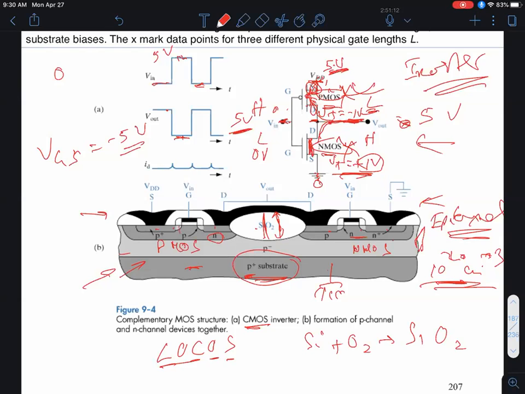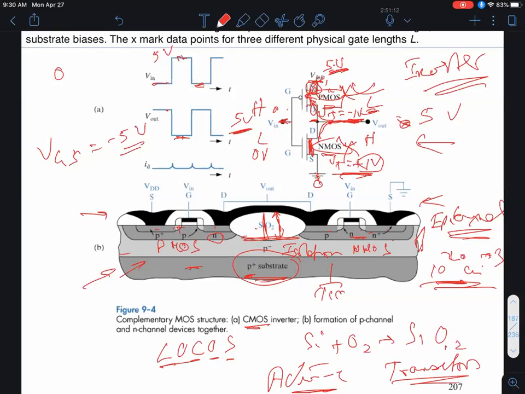Then you make the PMOS and the NMOS in these regions, which are called active regions, as opposed to this part in the middle, which is called an isolation region, because that creates electrical isolation, okay? The active region is where the transistors are. That's where the electrical activity of your circuits are, okay?